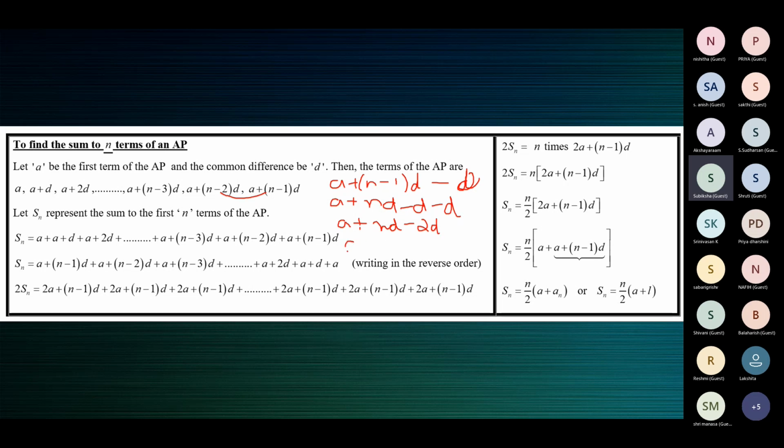So again, upon taking D common, A plus (n minus 2) into D. On taking D common, you'll get n minus 2 in the bracket. D is common, so (n minus 2) into D.